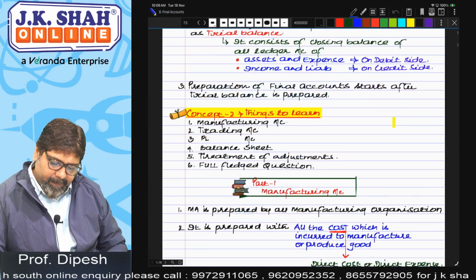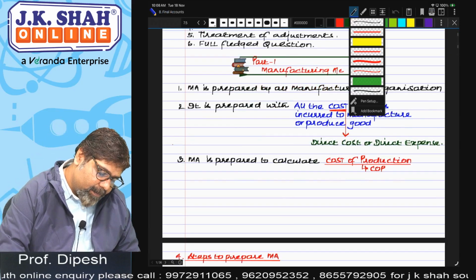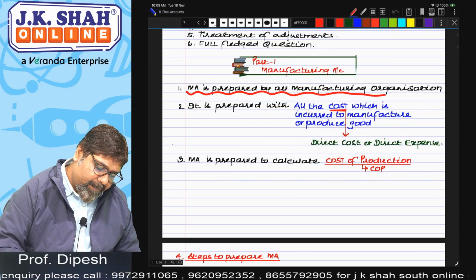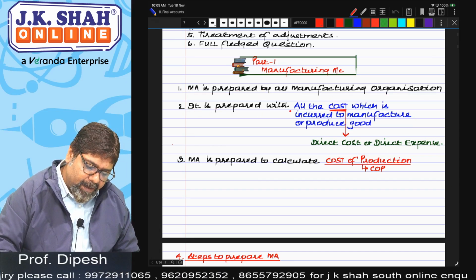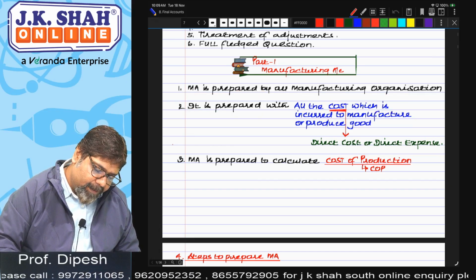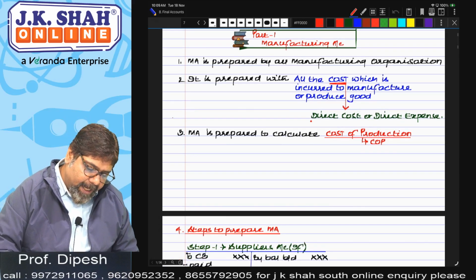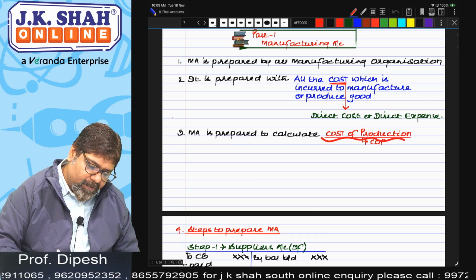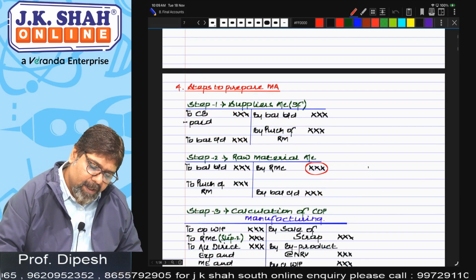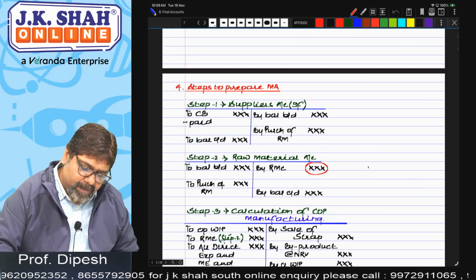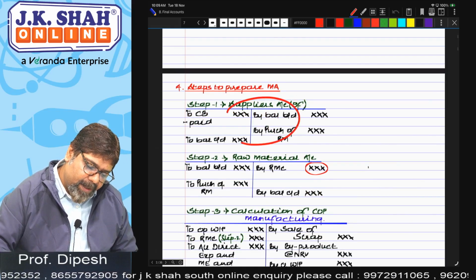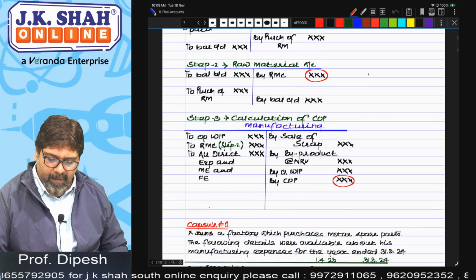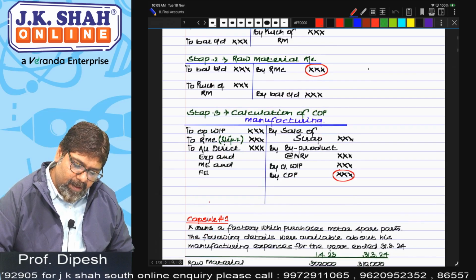Final accounts. This is a manufacturing account. Manufacturing account is prepared by all manufacturing organizations. It is prepared with all the cost which is incurred to manufacture or produce goods, direct cost or direct expenses. Manufacturing account is prepared to calculate cost of production. Steps to prepare manufacturing account. Step 1, suppliers account. Step 2, raw material account. Step 3, manufacturing account: opening WIP, raw material, all direct expenses.